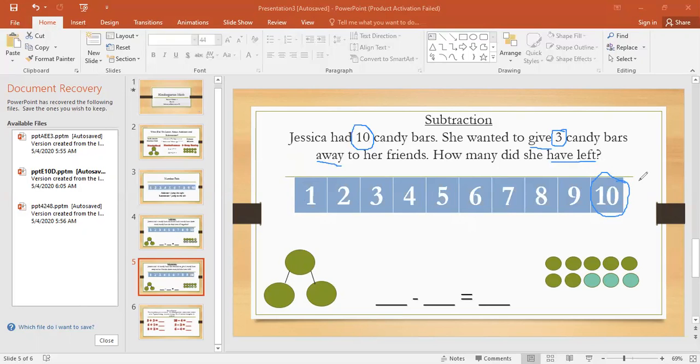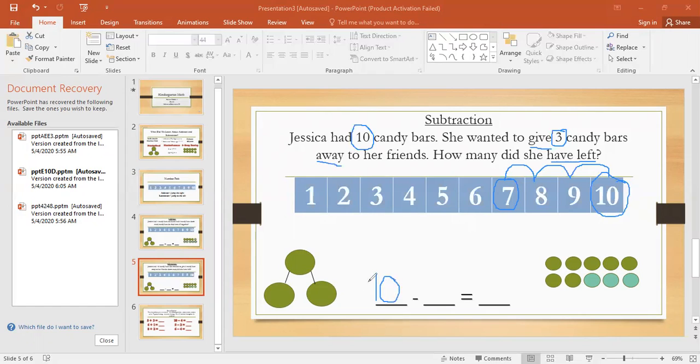How many spots will I jump to the left? 3 spots, because she gave 3 candy bars away. Go ahead and count with me 3 spots as I jump. 1, 2, 3. And what number are we left with? 7. She had 7 candy bars left. So I have the numbers 10, 3, and 7. 10 minus 3 equals 7.